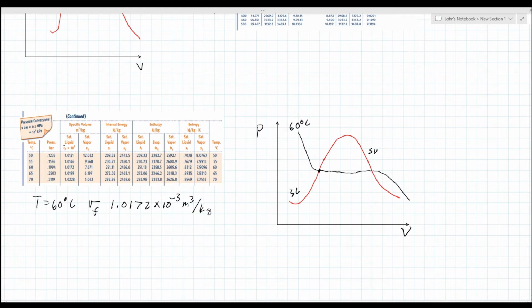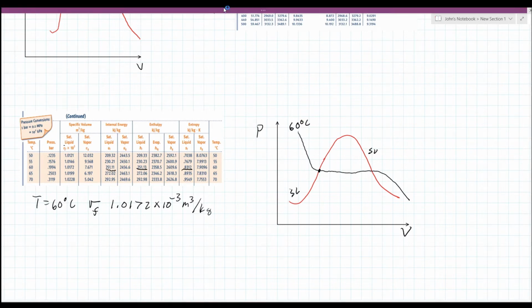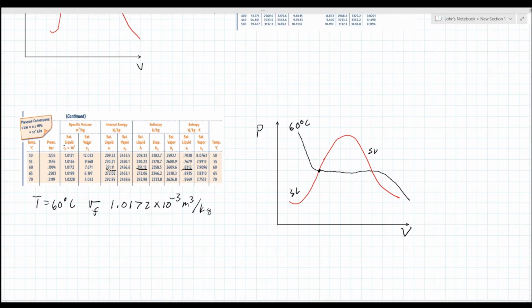Now, I also know my internal energy of the fluid, I know my enthalpy, and I know my entropy. So, what if I'm a saturated vapor? Well, I know those properties too, because I have a saturated vapor value. So if I'm at 60 degrees Celsius, here's my specific volume for my saturated vapor. Here's my specific internal energy for saturated vapor, specific enthalpy for saturated vapor, specific entropy for saturated vapor.